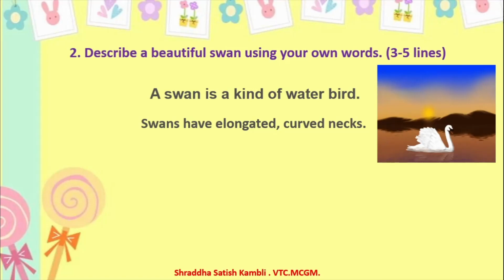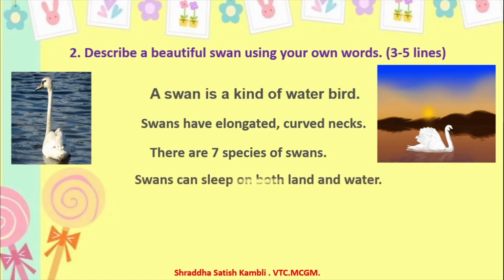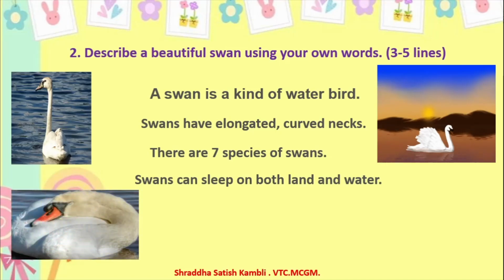Swans have long, elongated and curved necks. Elongated means long necks. See, the swan has got such a long neck, na? And look at the next quality of a swan. There are 7 species, 7 types of swans in the world. Okay? Swans can sleep on both land and water. Now I'll show you a beautiful picture of a swan sleeping. See how cute it looks?